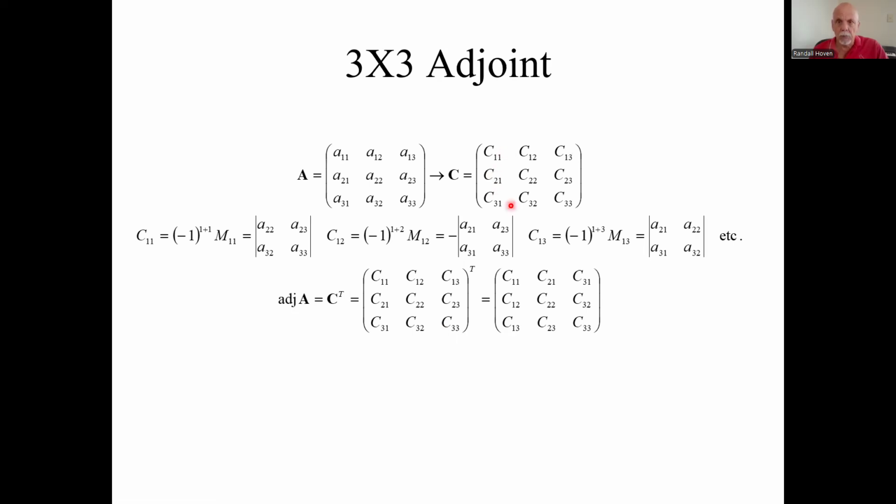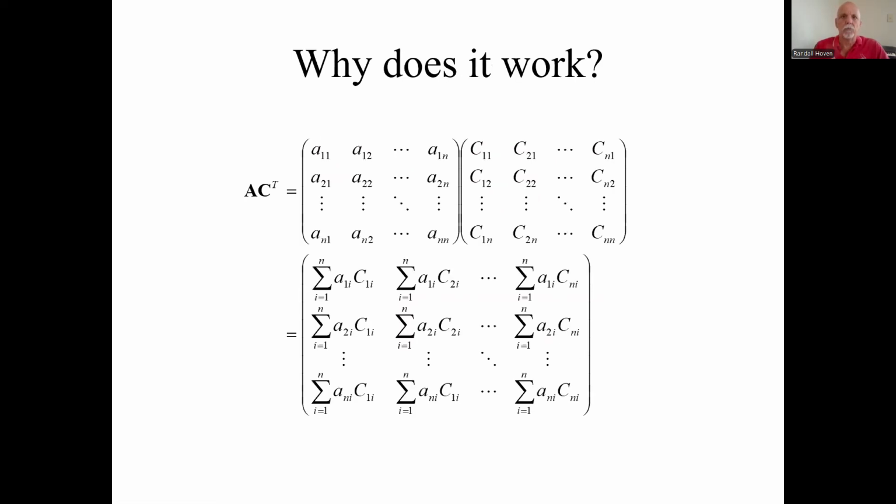The adjoint, though, is the transpose of those cofactors. So here's the matrix of the cofactors. They each correspond to the original matrix: 1,1, 1,2, 1,3 term, same subscripts as the original matrix. But the adjoint is the transpose of it. So you're going to have the 1,1, 1,2, 1,3 as the first column, etc. That's what an adjoint is.